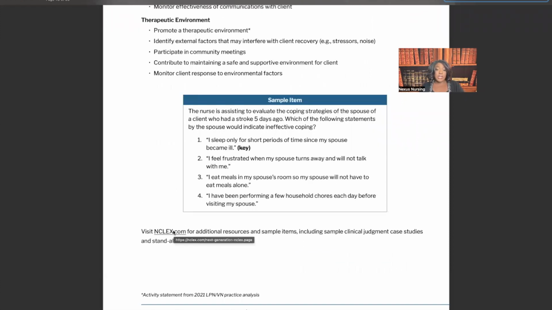The nurse is assisting to evaluate the coping strategies of the spouse of a client who had a stroke 5 days ago. Which of the following statements by the spouse would indicate ineffective coping?